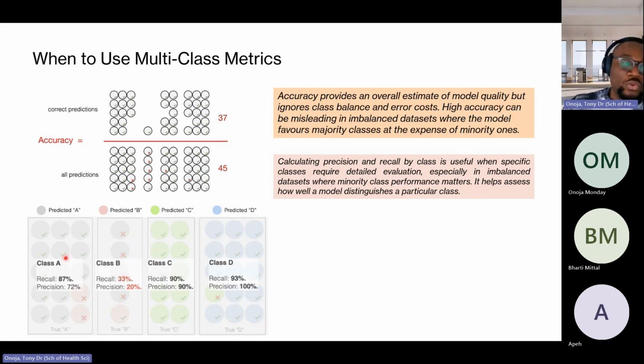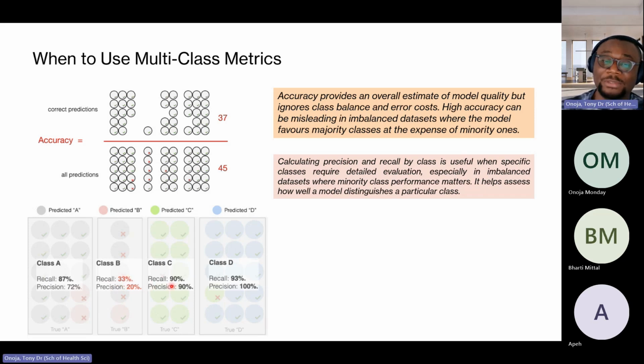For example, looking at the recall and precision of class A, you could see the recall is 87 and the precision is 72. Great, it's doing well. But when you come to class B, which is the one I highlighted here, you could see 33 in the recall and the precision is 20. If you look at it, this is not a good score. This is quite bad. This is not right. So can you really say that your model is doing great, despite the fact that you have a class where the detection is very, very small?